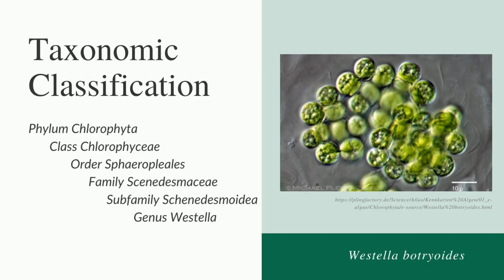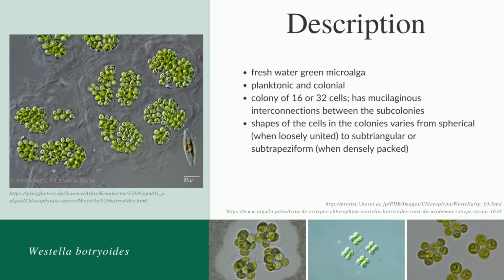Westella botryoides is from the family Scenedesmaceae under genus Westella. The members of this genus are green colonies of 4 non-flagellated spherical cells held together with remnants of the parent cell wall, which can aggregate with mucilage matrix to more than 25 colonies. Botryoides is a freshwater microalga. It is planktonic with colonies composed of 16 or 32 cells. It has mucilaginous interconnections between its subcolonies. The shapes of the cells in the colonies vary from spherical to subtriangular or subtrapeziform.